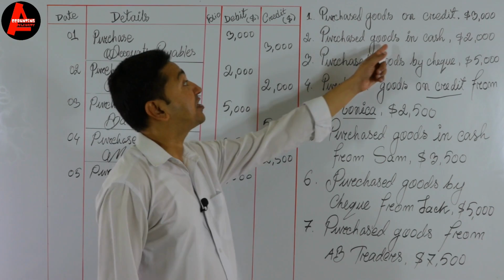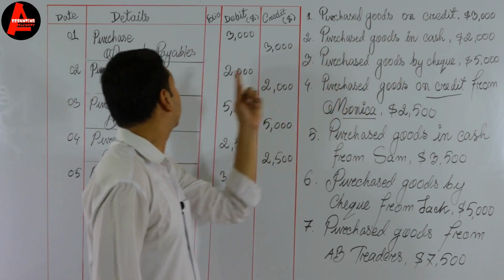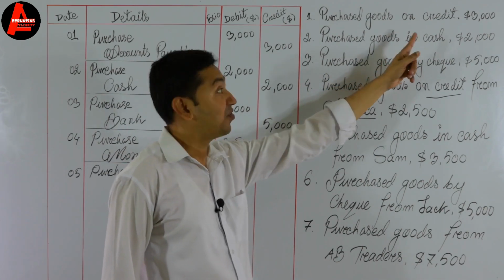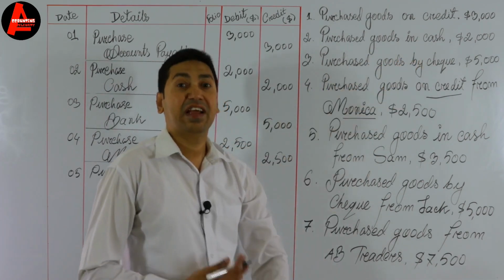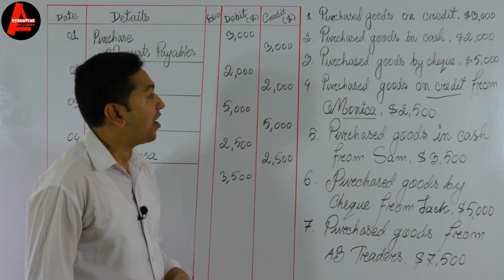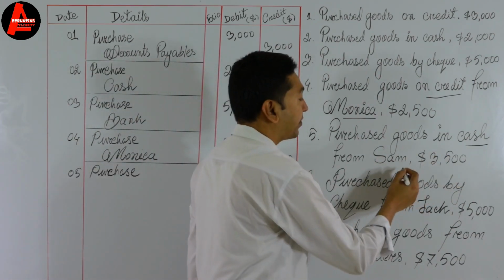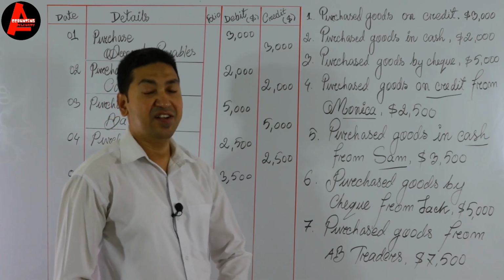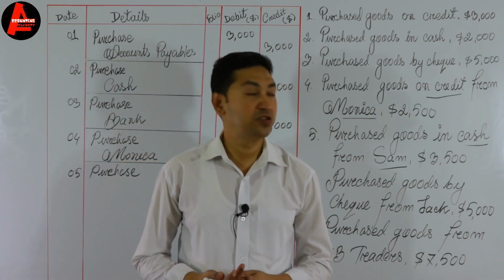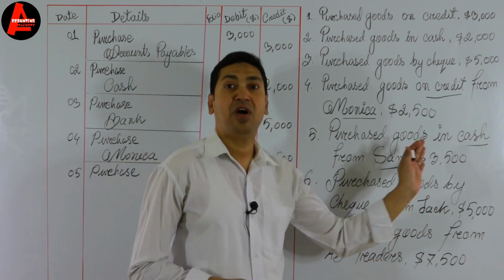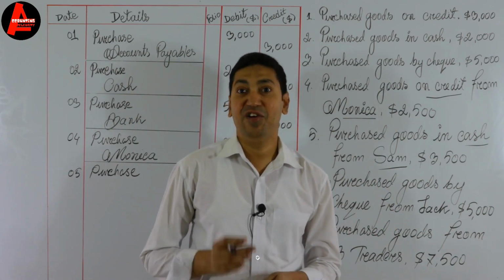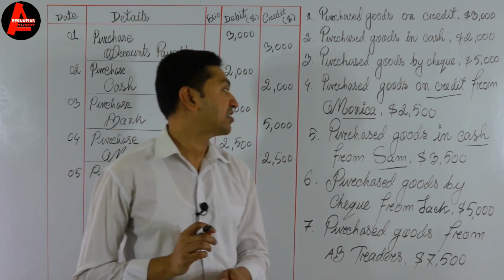Here number 2, purchase goods in cash. We wrote here cash, because here we did not have name. Okay, we just directly wrote cash, but here we have cash and at the same time we have the name of supplier. Now which one should we write, the name or cash? If you say it is cash, you are correct. Okay, why cash? Why we will not consider Sam?